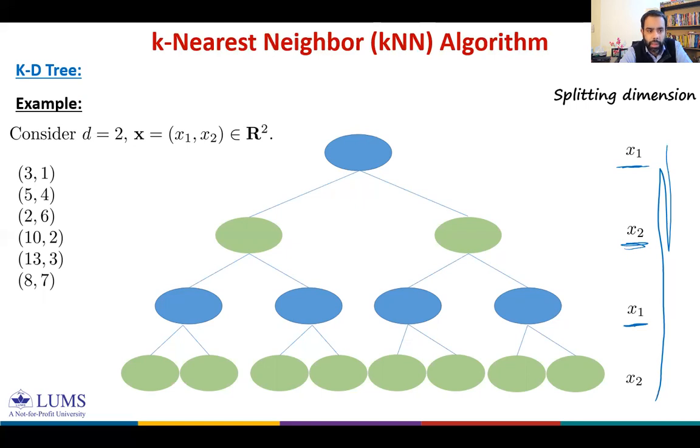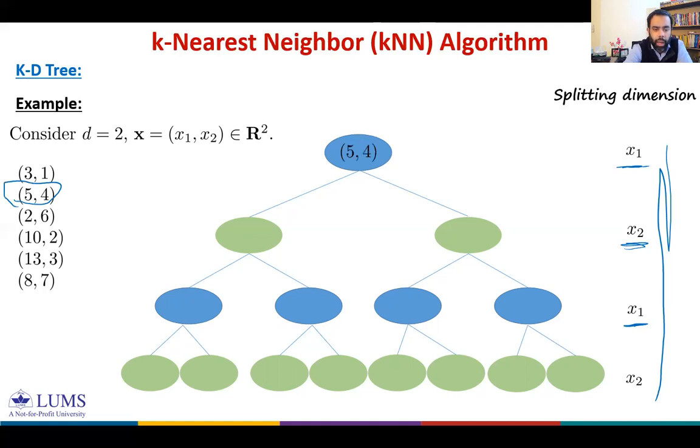So we have this data, and at the root level, I want to carry out splitting with respect to x1. Right? So if you see x1, we have 2, 3, 5, 8, 10, and 13. So we have 6 data points, and the middle one would be, we should choose the first median, that would be (5, 4). So this would be my first data point, the middle one along dimension x1. So I will be using (5, 4) in the root of the tree.